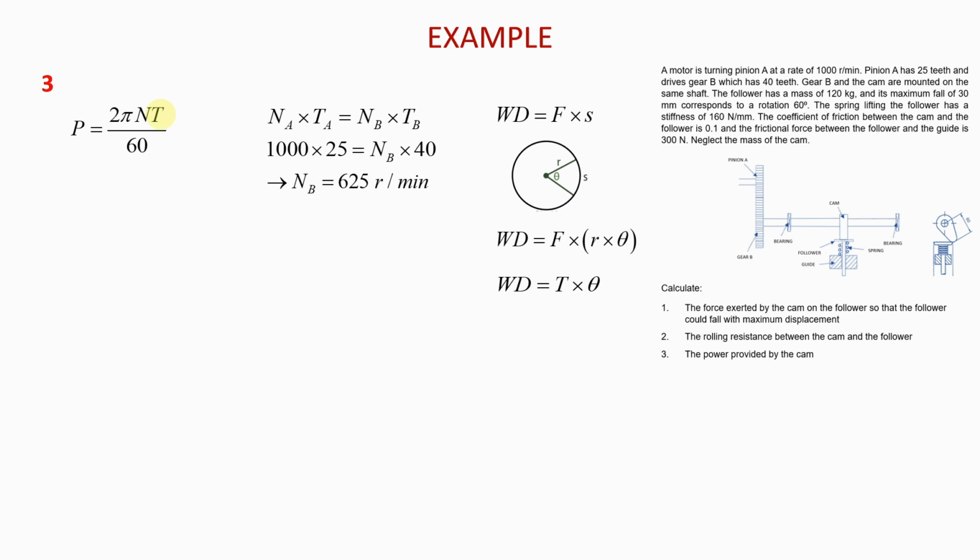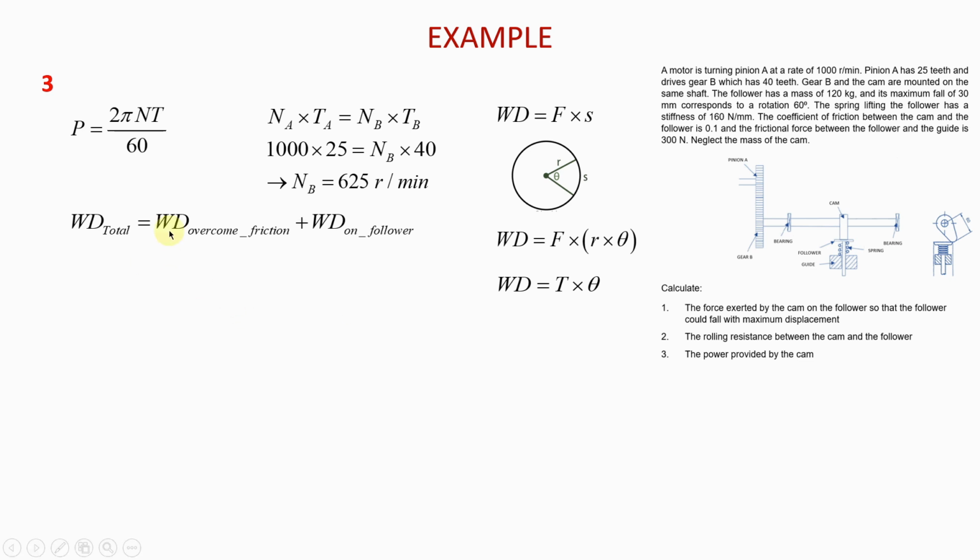And once we have the total work done by the cam, we will then use this equation to find the torque. We already know the angular displacement because we are told that for the follower to fall through 30 millimeters, the cam rotates through 60 degrees. So the angular displacement is 60 degrees, okay? But of course, when you plug in the value for theta in these equations, you need to have it in radians. Very important.